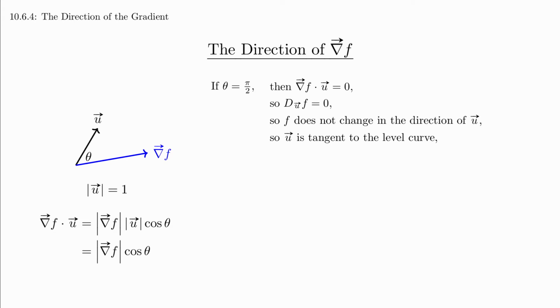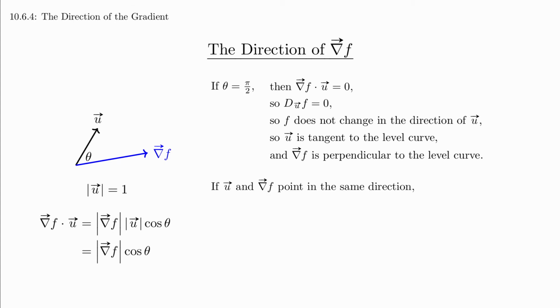If we move along a path where f is constant, we are moving along a level curve of f, and so u must be tangent to the level curve of f at that point. But since u is perpendicular to the gradient of f, we know that the gradient of f is perpendicular to the level curve at that point. In fact, we can push this even further.